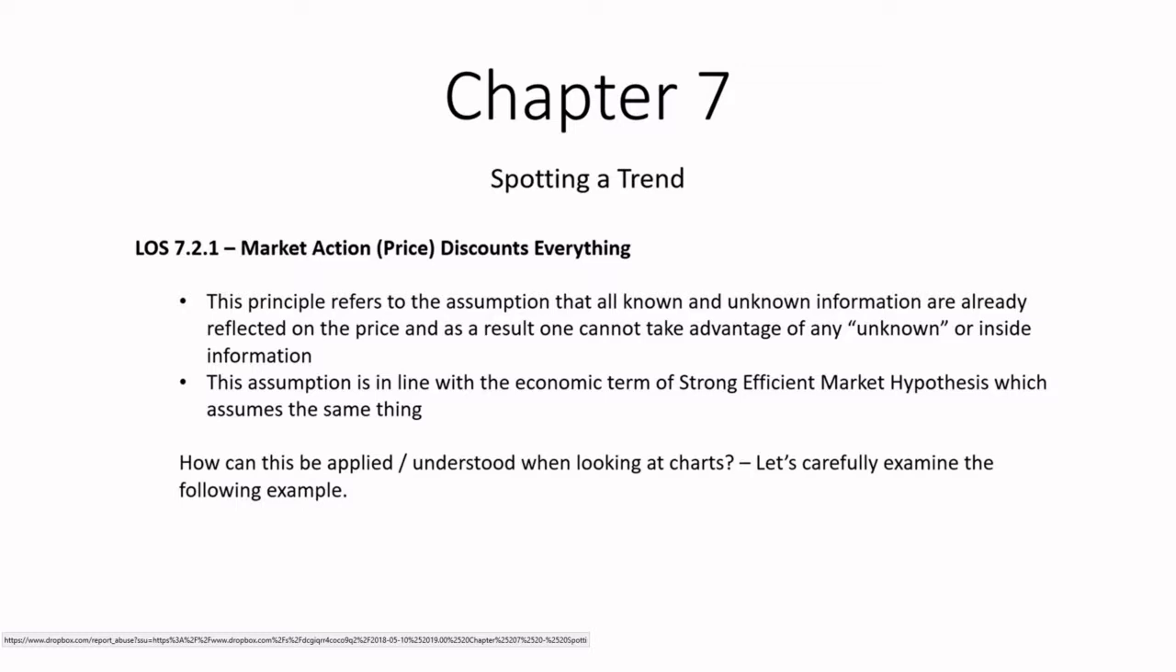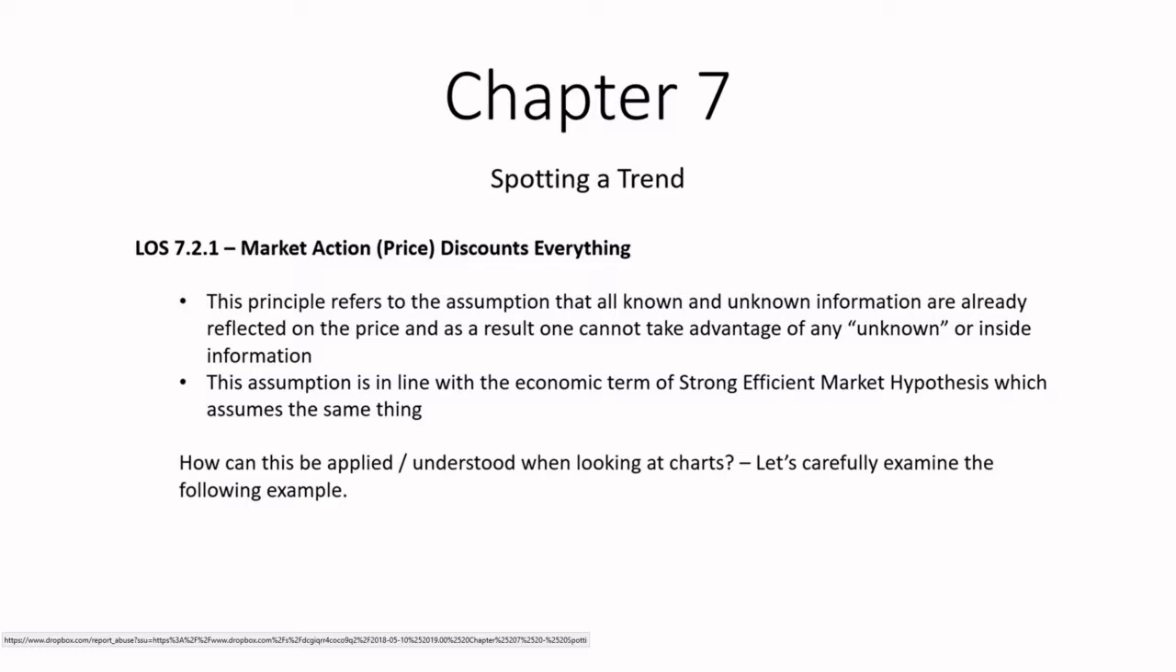This assumption is in line with the economic term of the strong efficient market hypothesis, which exactly assumes the same thing. So how can this be applied and understood when looking at charts? I will show you now how to identify cases where the price action has discounted good news and bad news. So let's proceed with the following example.